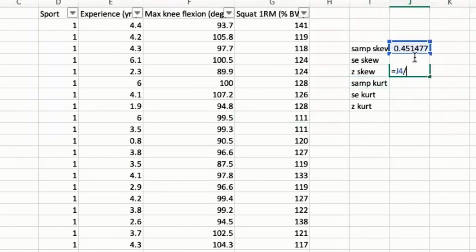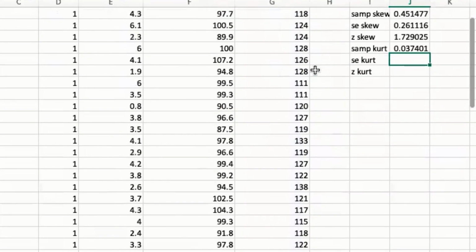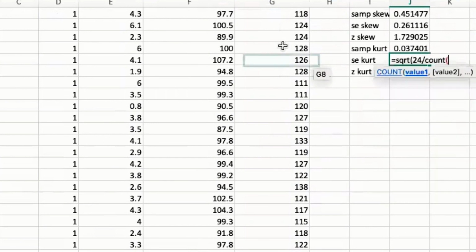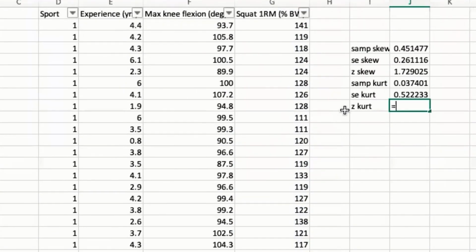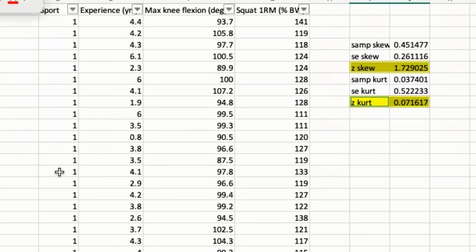And then Z skew would be sample skew divided by standard error. Sample Kurt. There we go. SE Kurt, square root of 24 divided by sample size. If I'm going too fast, just go back through your procedures for this. I'm just going fast so we don't have to stay here forever. Okay. And then again, we would evaluate if we have met our normality based on the Z skew and Kurt values.